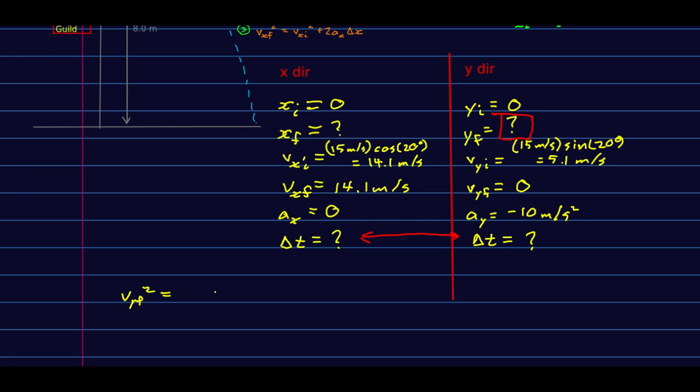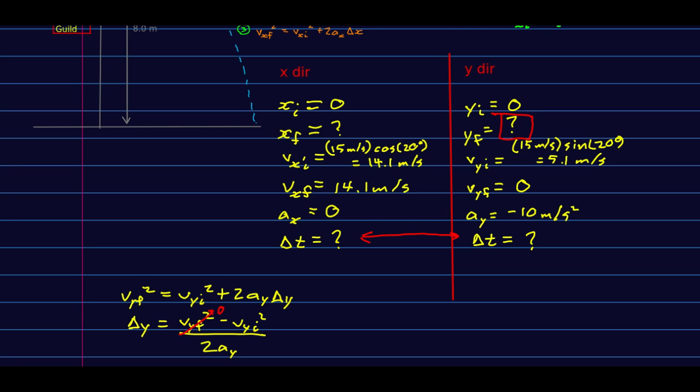VYF squared equals VYI squared plus 2AY delta Y. And I'll solve for the delta Y. So delta Y is VYF squared minus VYI squared all over 2AY. And so now it's time to plug in some numbers and get a final answer. And I'll just notice you can make that a little simpler by realizing that that's 0.